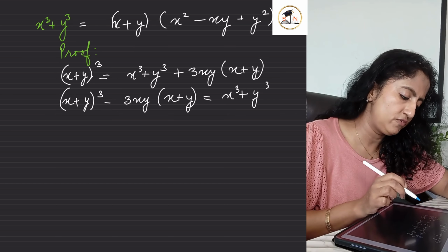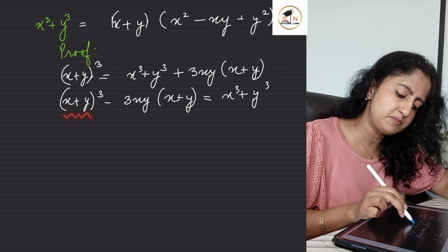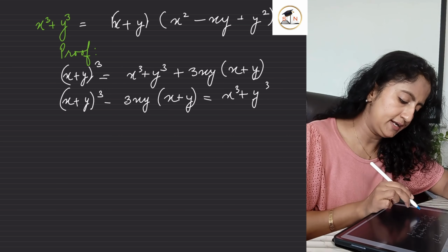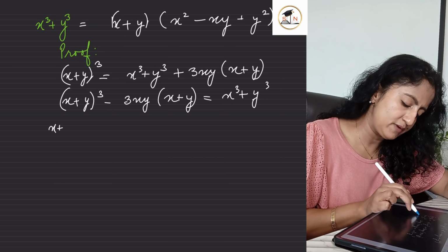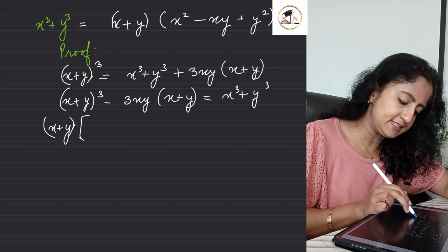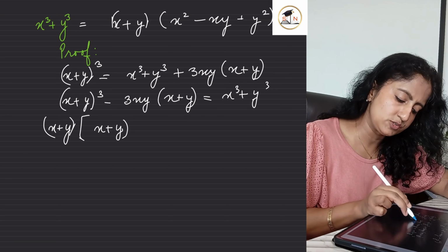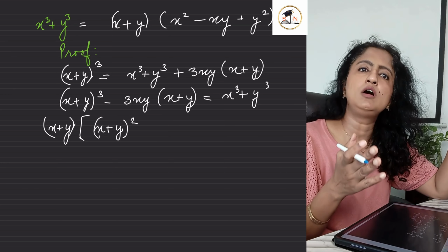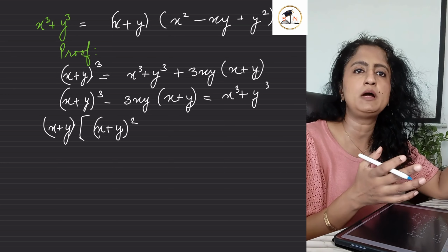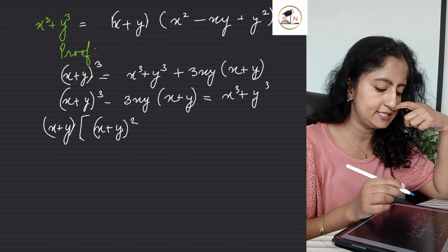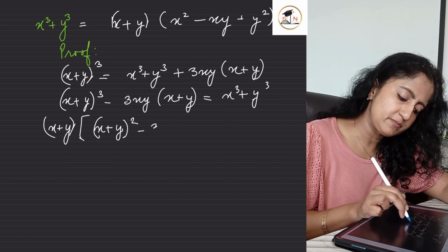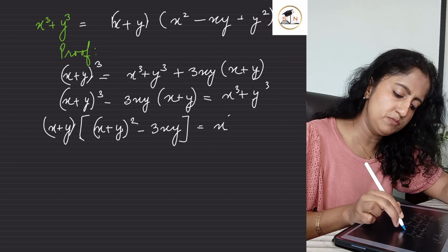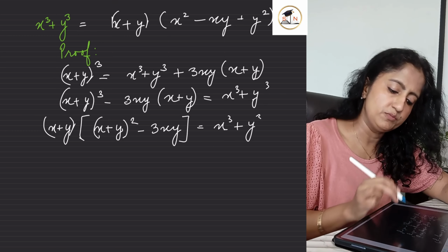Now, what we can see over here is that x plus y is a common factor. So I'm going to take it out. Taking that out leaves us with x plus y over here, and inside we have x plus y whole square, because initially it was whole cube. When I took x plus y from whole cube, I'm left with just a square, right? So x plus y whole square minus 3xy being the second term equals x cube plus y cube, right?